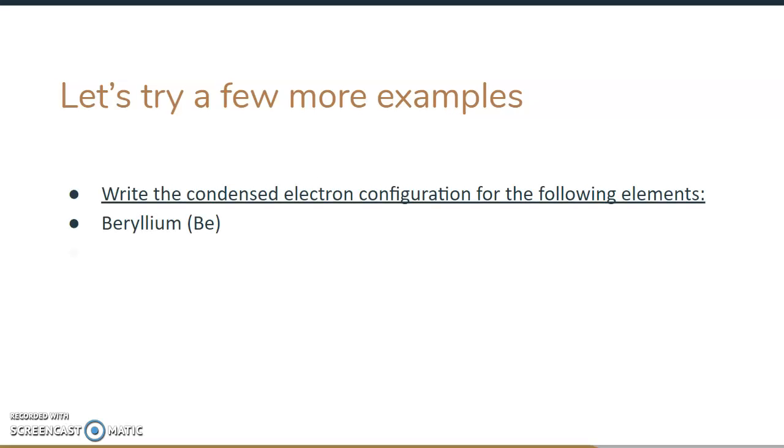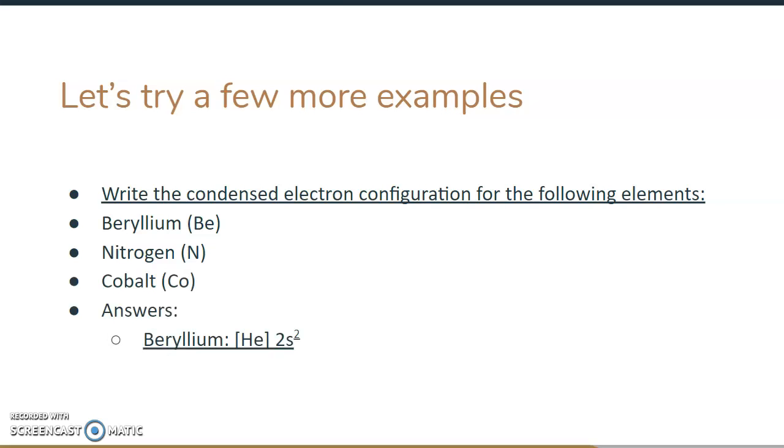Let's try this one as well by ourselves. So please again pause the video, see if you can do this. If you have to flip back in our slides, open up the slides in a separate tab so you can look at our good periodic tables, please do. But our answer for beryllium would be helium 2s2.